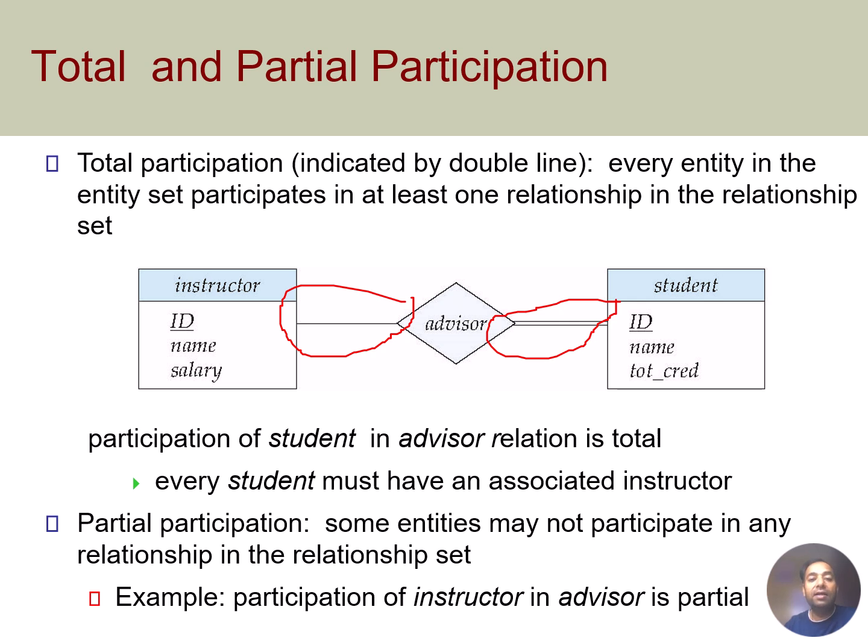Participation affects our understanding of data requirements. It's like saying, is this relationship mandatory for every record? In database design, this can impact how we define foreign keys. If you miss this detail, it can lead to missing data or flawed logic. Next, we will add more precision using min-max notation.